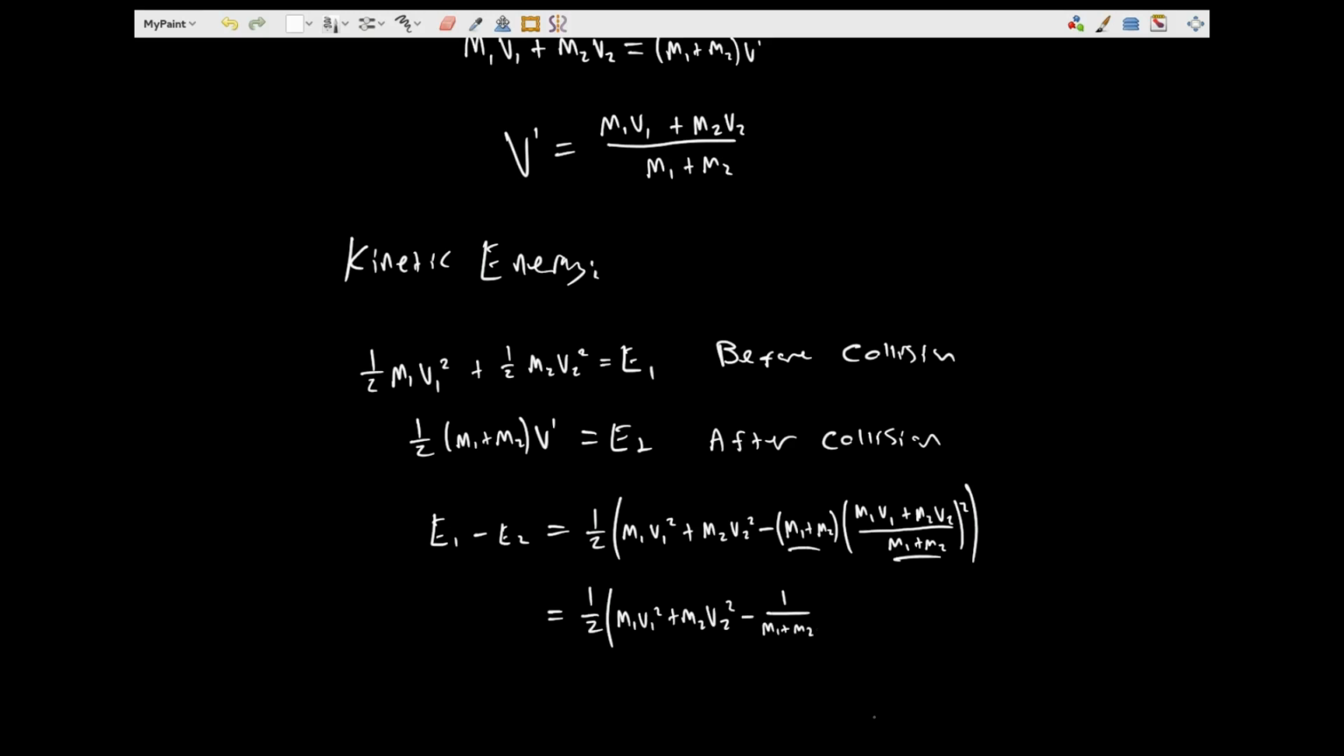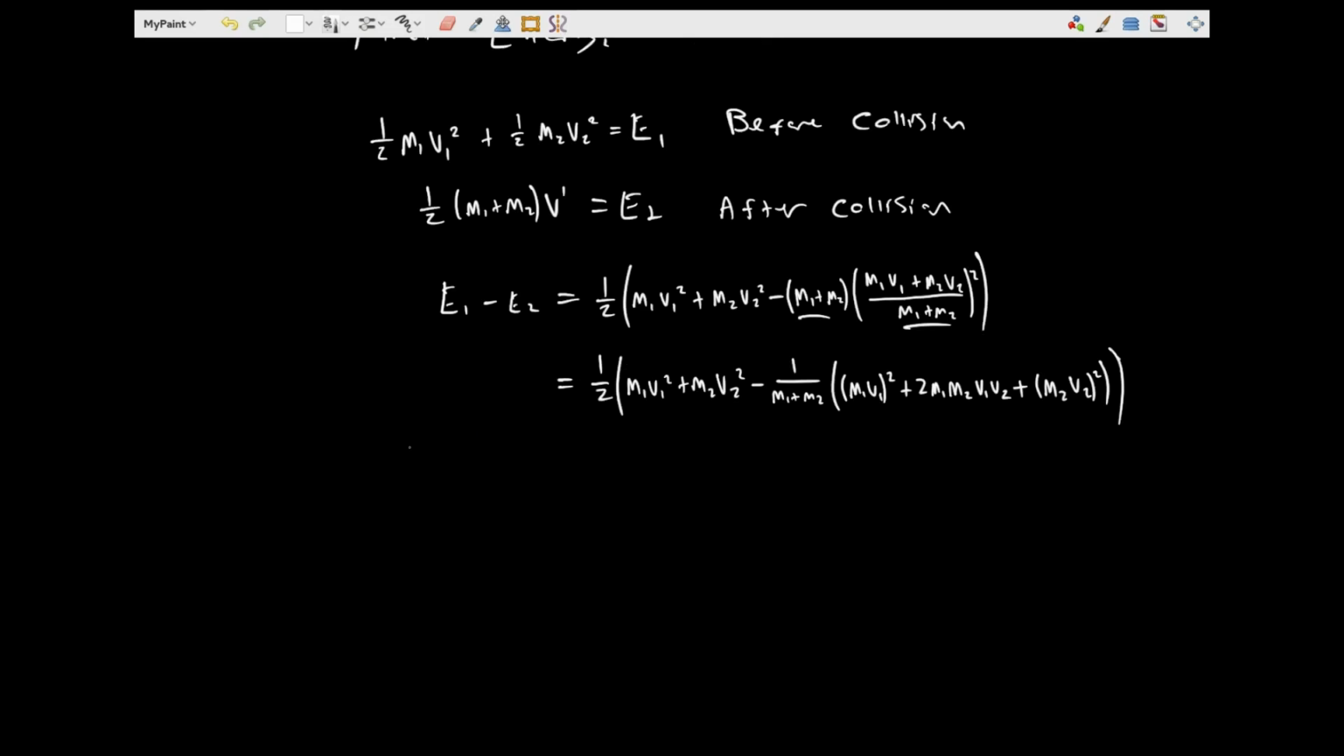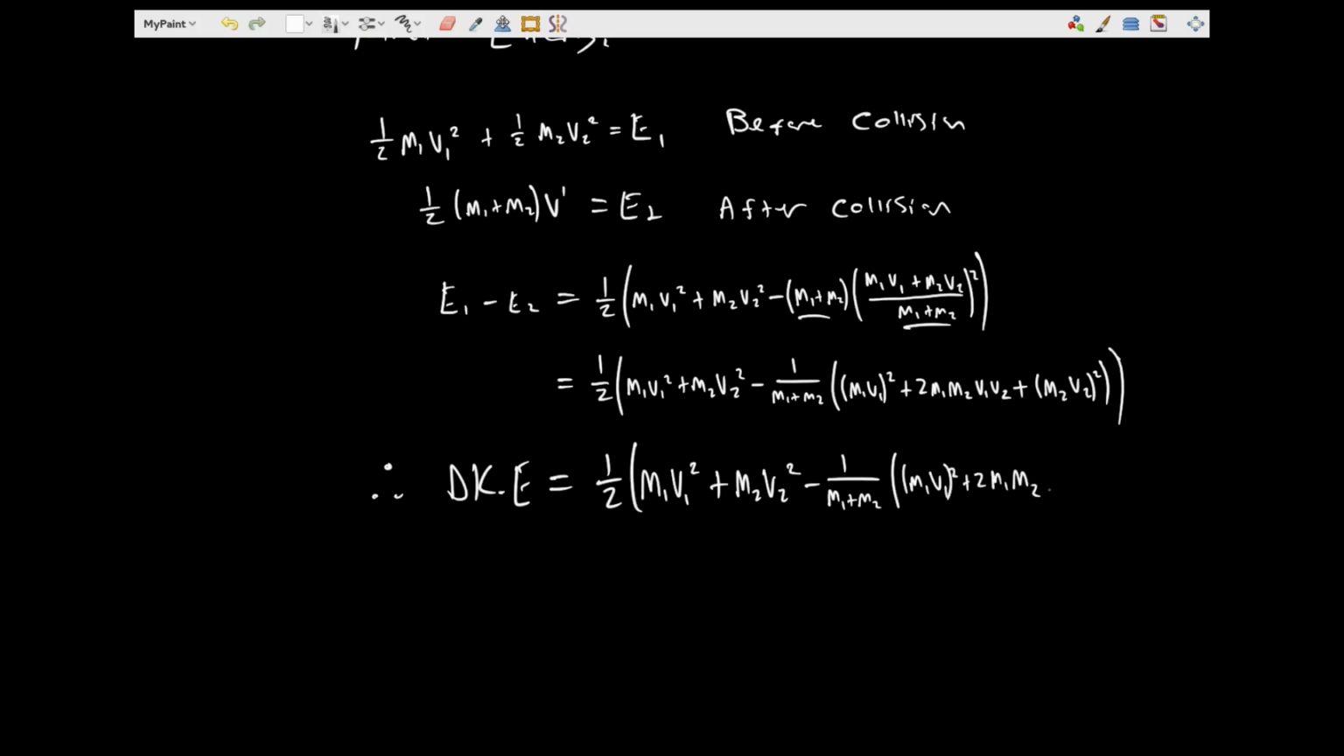So we're taking this and we're simplifying it a little. Therefore, our loss of kinetic energy is equal to M1V1 squared plus M2V2 squared minus 1 over M1 plus M2 times (M1V1 squared plus 2 M1 M2 V1 V2 plus M2 V2 squared).